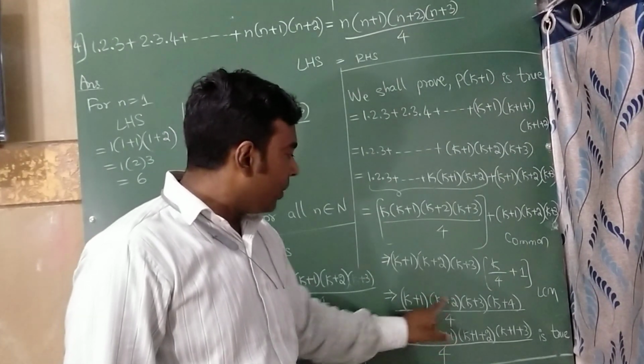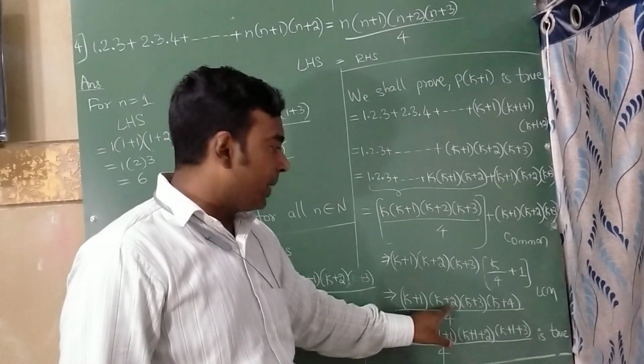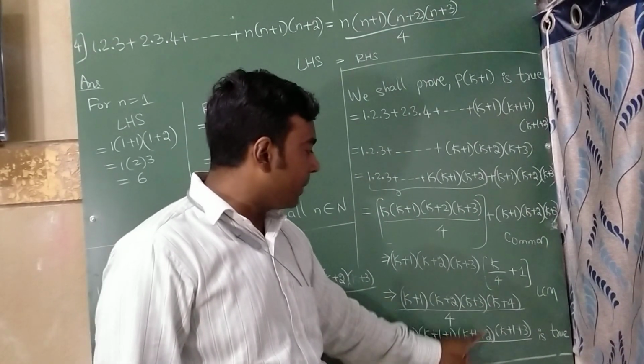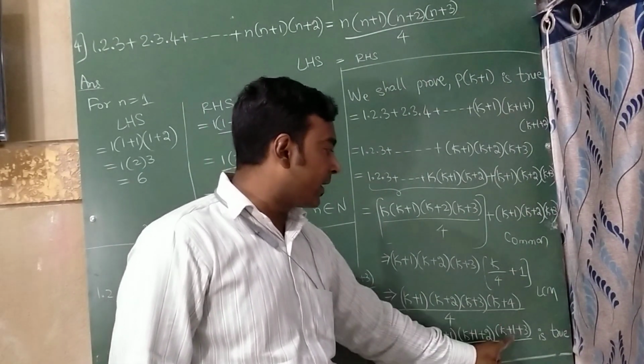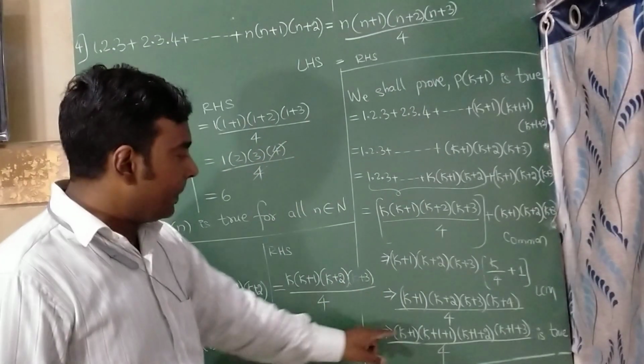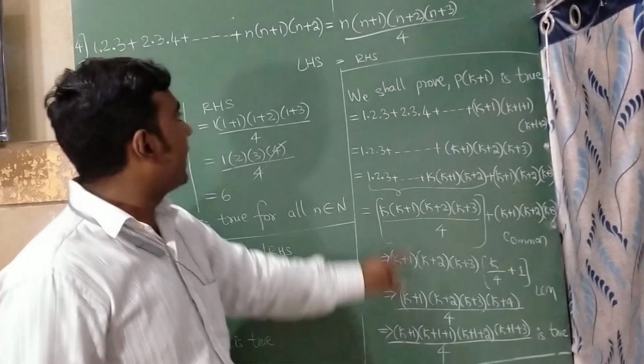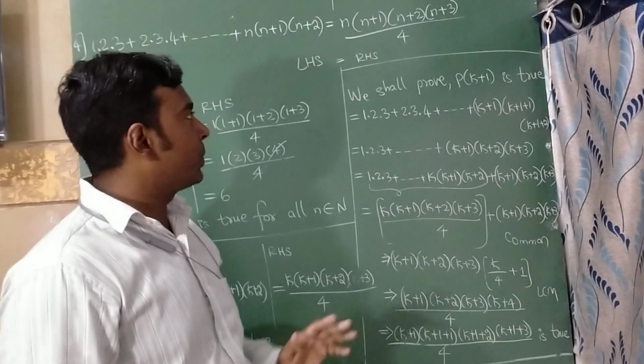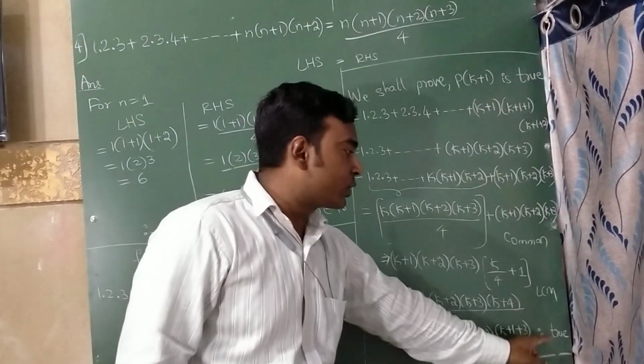Fine. Now k plus 1 as it is. k plus 2 can be written as k plus 1 plus 1. k plus 3 can be written as k plus 1 plus 2. k plus 4 can be written as k plus 1 plus 3. So in place of k plus 1, if I replace n, then I will get the RHS part. So this proves that P of k plus 1 is also true.